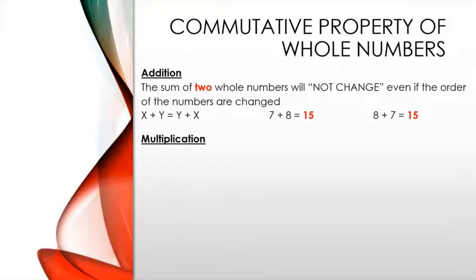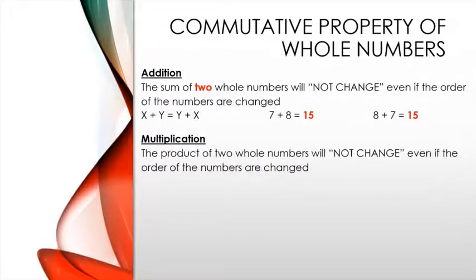In multiplication, the product of two whole numbers will not change even if the order of the numbers is changed. For example, x into y is equal to y into x. We can replace that by 7 into 8, which is equal to 56. And if we change the order, it will be 8 into 7, which is also equal to 56.